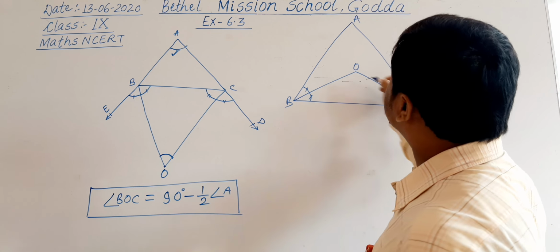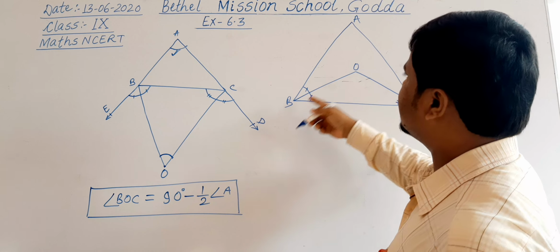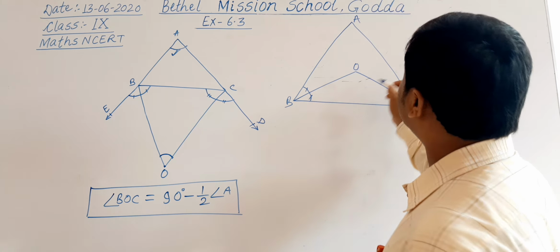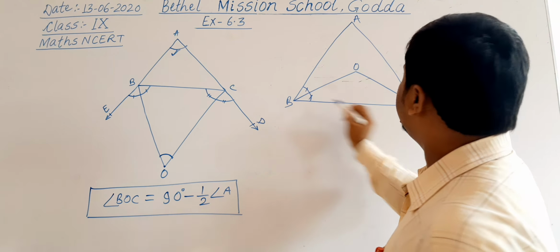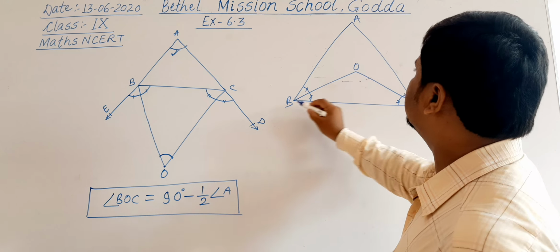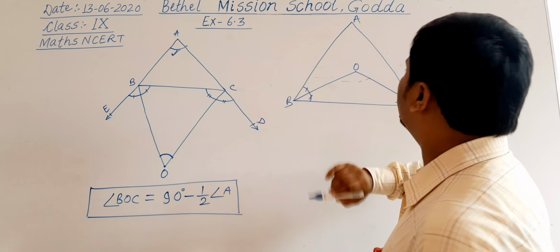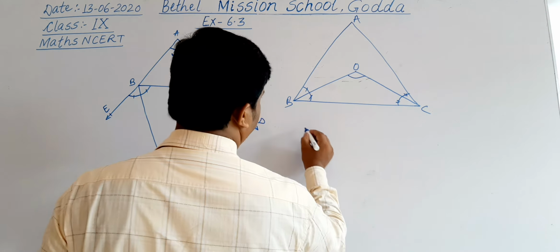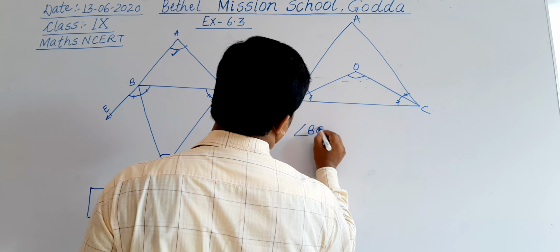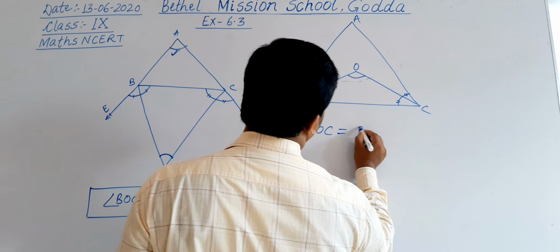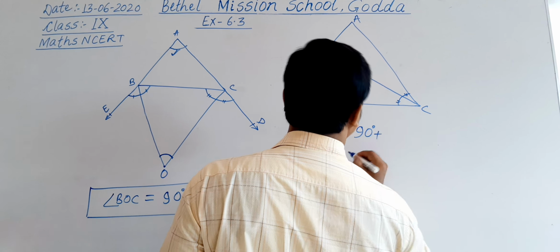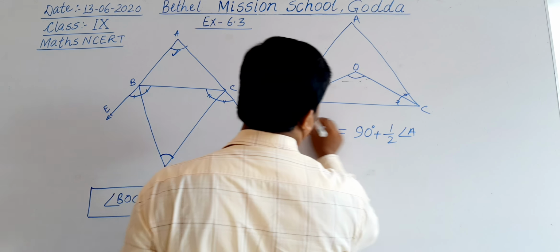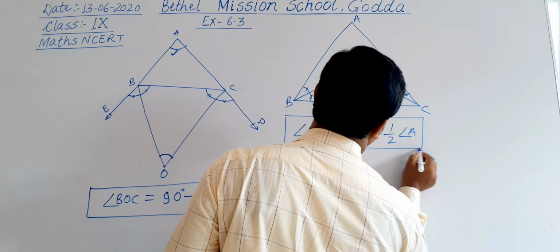When the bisectors are interior, meaning they bisect the interior angles, then what will it be? BO and CO bisect angle B and angle C respectively and meet at the point O. So what will be the value of this angle BOC? Angle BOC will be equal to 90 degree plus half angle A. So these two properties you have to remember.